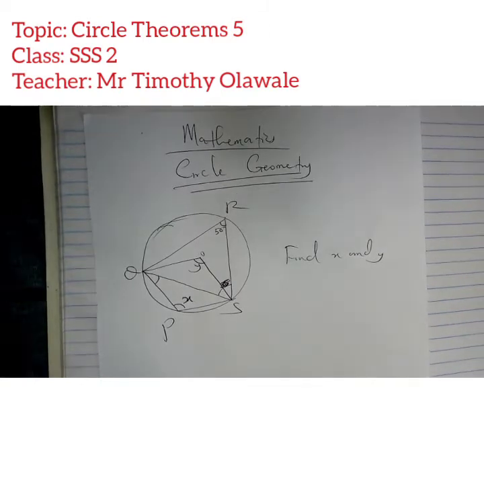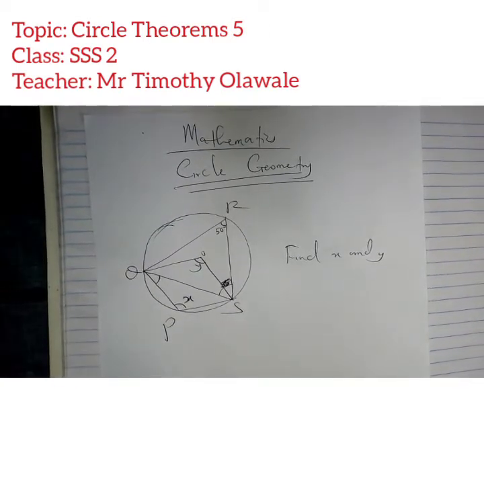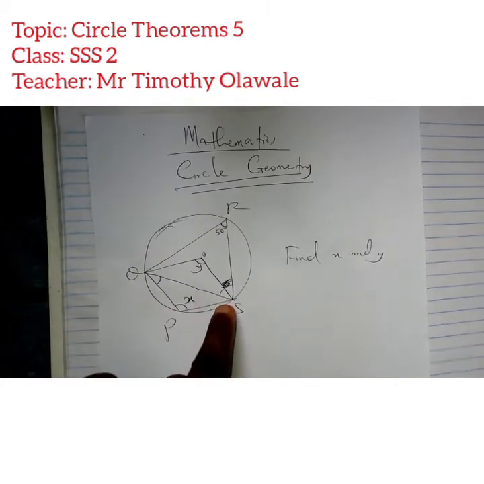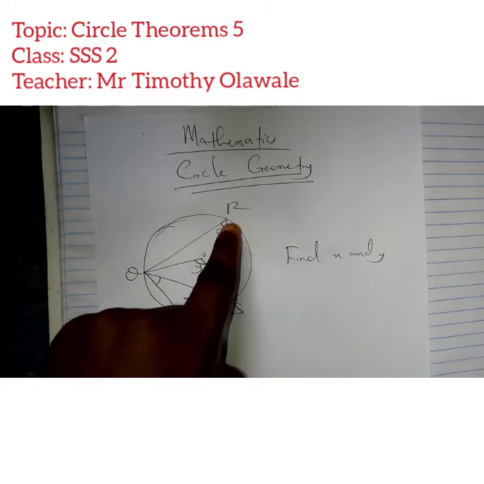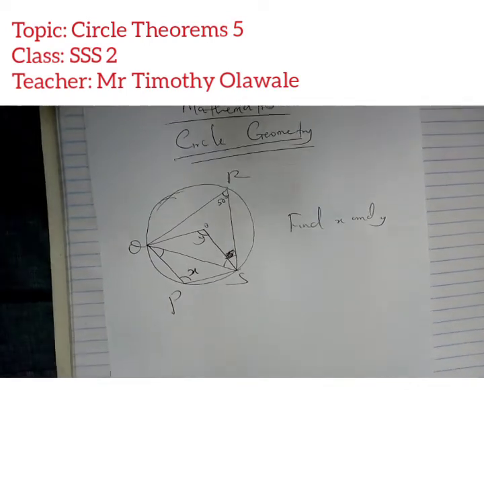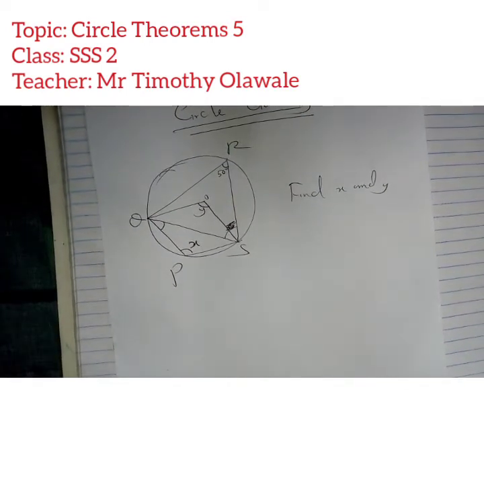So look at this circle that you see, circle PQRS, and this is X, this is Y, this is 35 degrees, this is 50 degrees, and the question says we should find X and Y. How do we do that? Okay, so we are going to look at it.